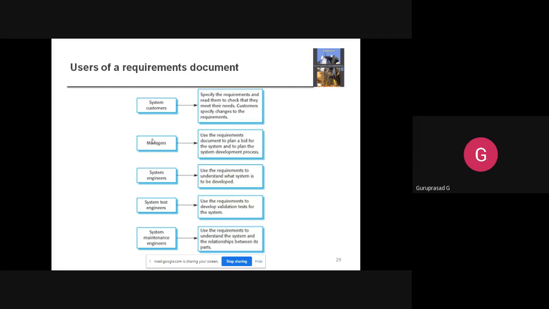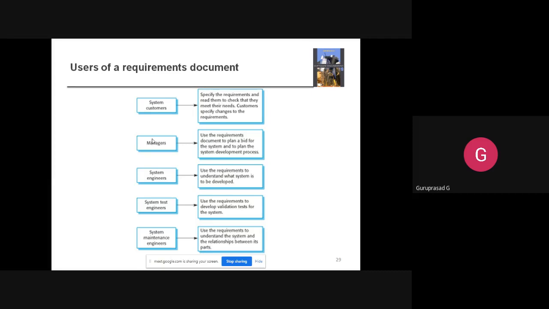Okay, then we have the managers. Then we have the system engineers, system test engineers, and system maintenance engineers. So what do the system customers do? They specify the requirements and read them to check that they meet their needs. Customers specify changes to the requirements.